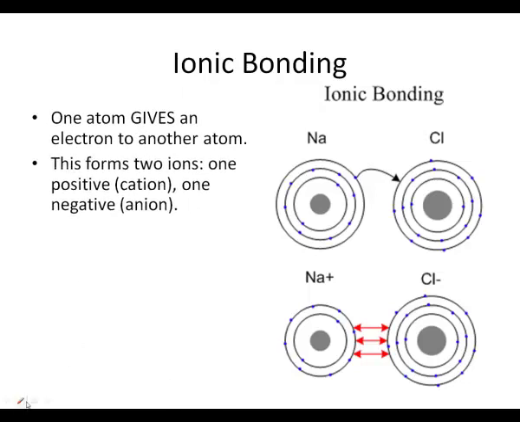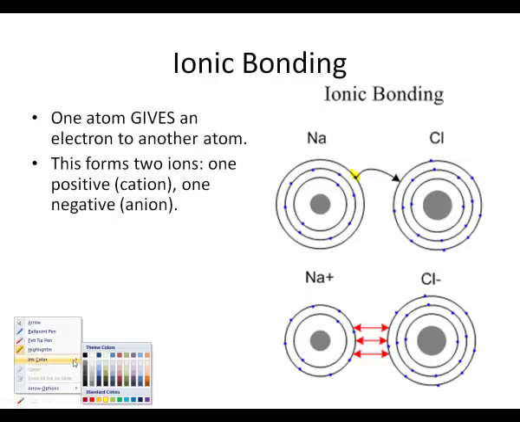This forms 2 ions which have opposite charges. One positive, that's the cation, and one negative, that's the anion. So in this picture here, we have a sodium atom and we have a chlorine atom. The sodium atom, as you see here, has got 1 valence shell electron. So this outer shell has only got 1 electron in it.